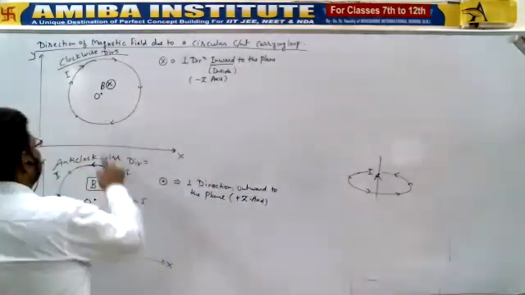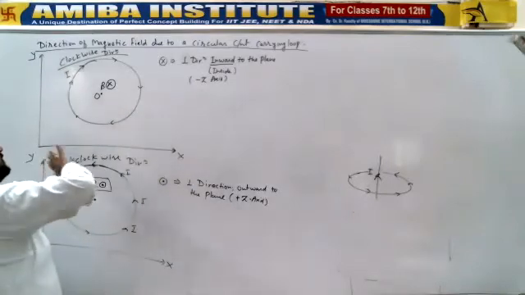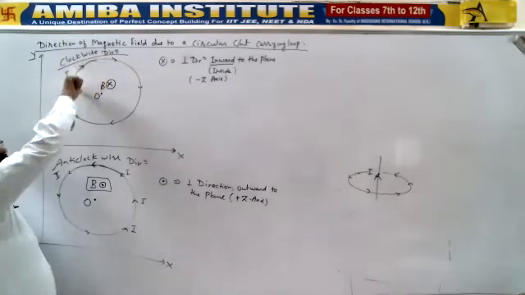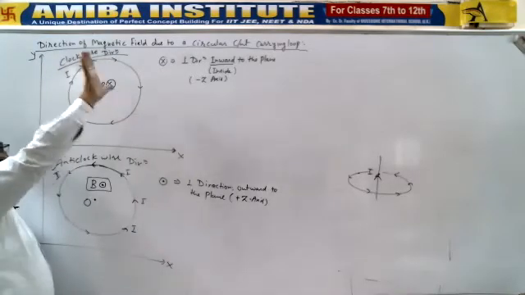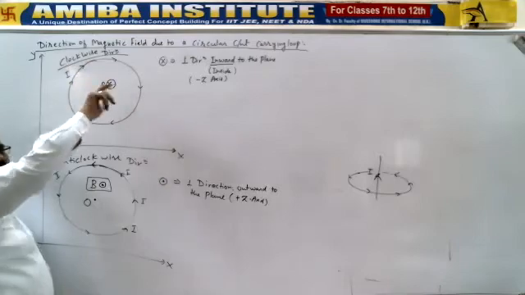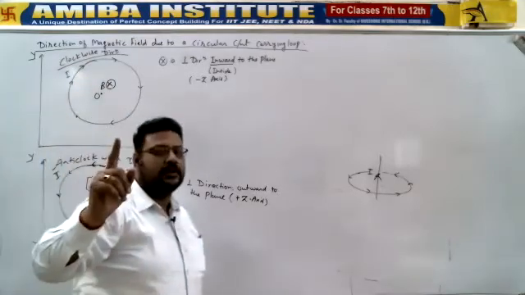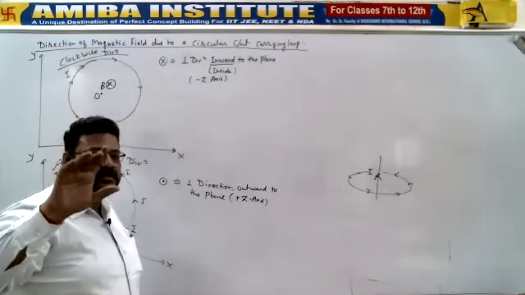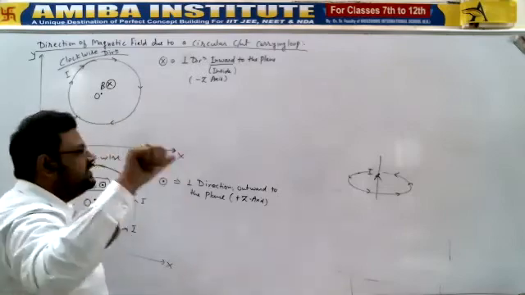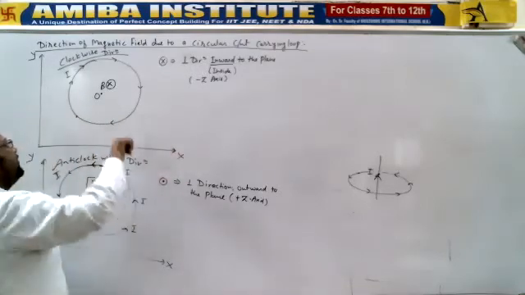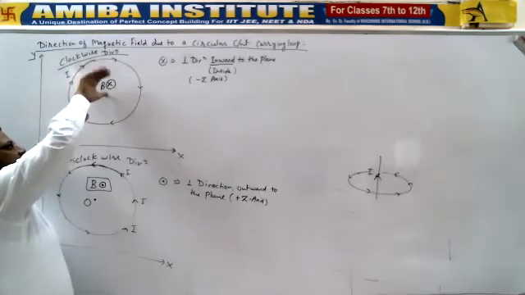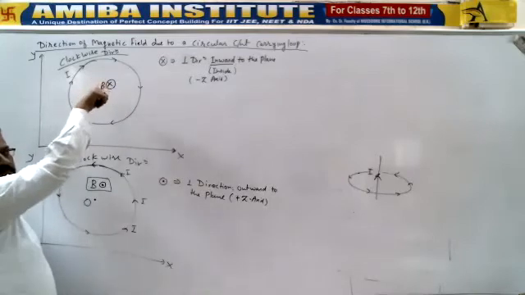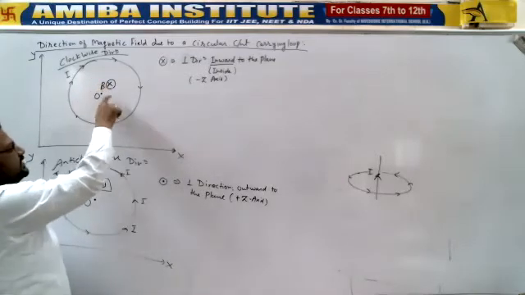So here, if I curl my fingers according to this, then where is the thumb coming? Inside the plane. See, inside. So the magnetic field will be inside. Remember, we need to use the right hand only. So take your right hand, curl your fingers in the direction of flow of current, then the stretched thumb will give the direction of magnetic field. So if I curl my fingers, obviously my thumb is showing the direction inward, perpendicular to this loop. So that's why inward direction.